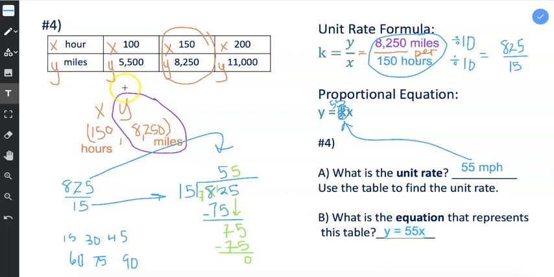And if I would have chosen this point instead, or if I would have chosen this point instead, I would have also gotten 55 because the unit rate k is constant. It's going to be the same throughout the whole table.